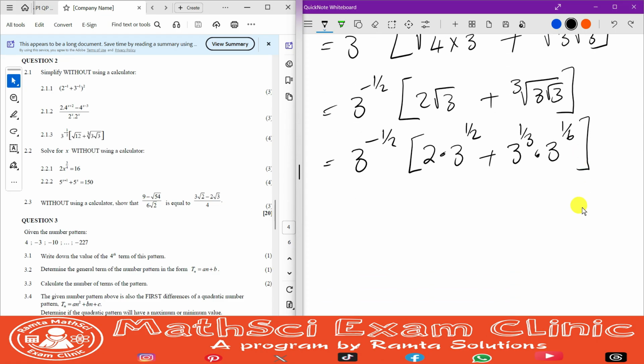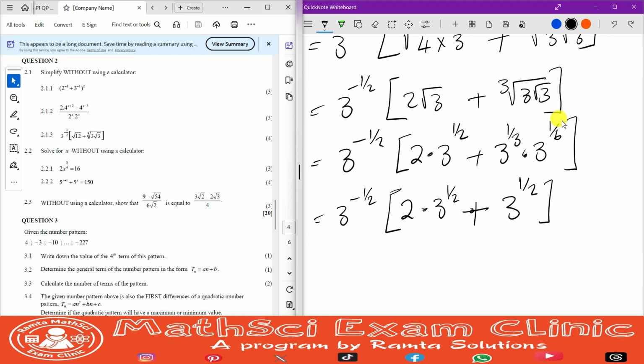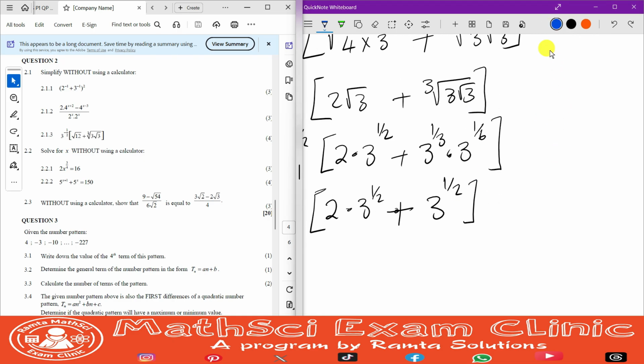So let's simplify the right hand side of what's inside our bracket. This is 2 times 3 to the half. And then what does this become? This looks like it'll be 1 over 3 plus 1 over 6, which would be half. Right? So this will then become half. Perhaps you're wondering, let me just show you. 1 over 3 plus 1 over 6 on your calculator, it'll return half, isn't it?